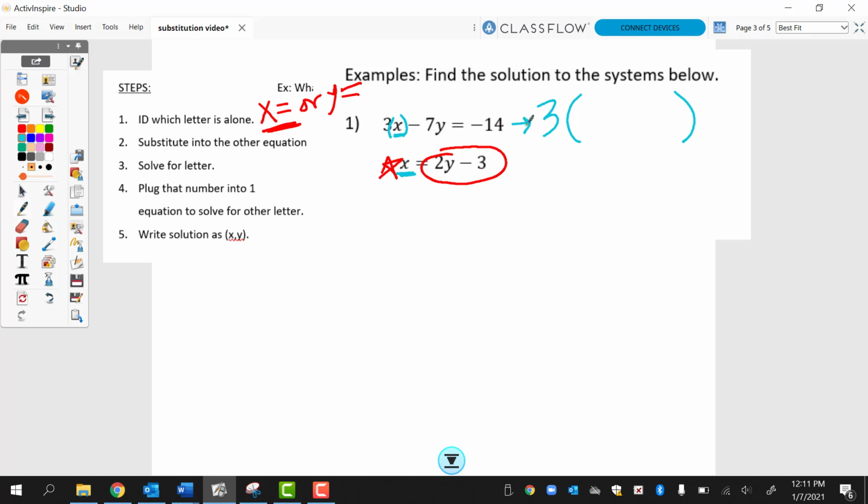I continue writing this equation up here. Minus 7y equals negative 14. Okay, make sure you still put the y over there. You're not substituting that. Now I'm plugging in into that big blank spot I left. I'm going to plug in this blob, this 2y minus 3.